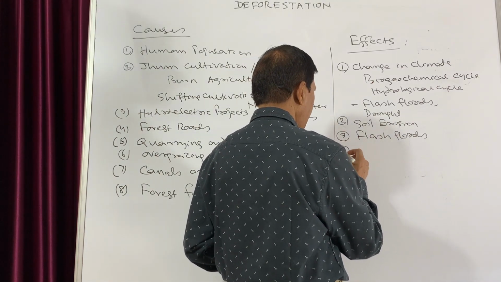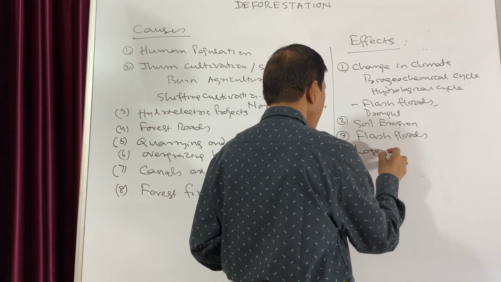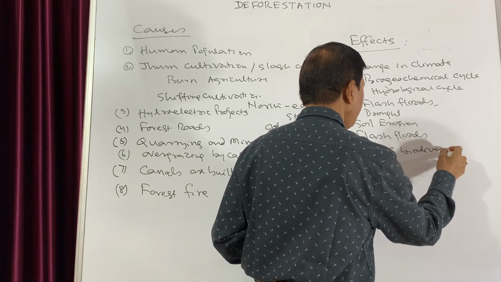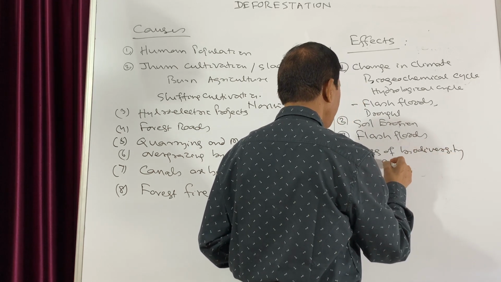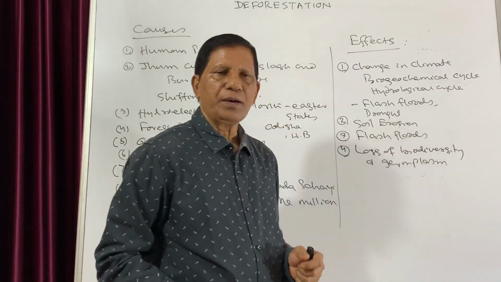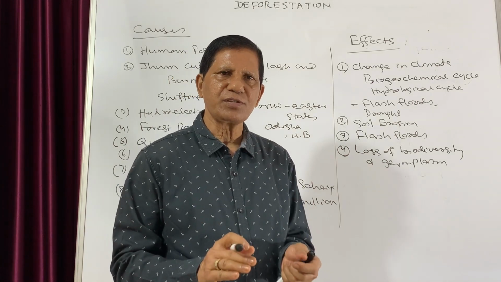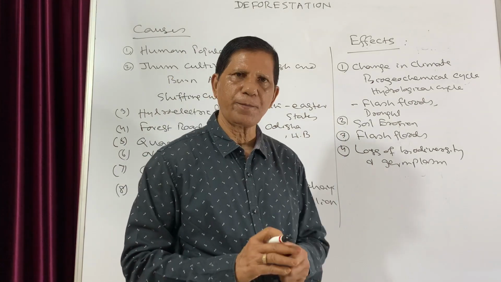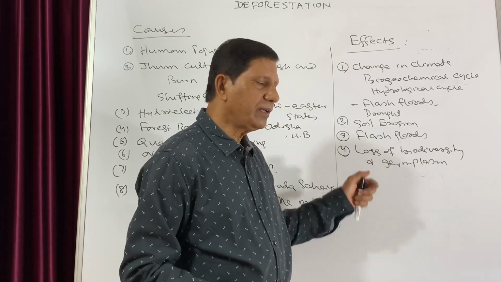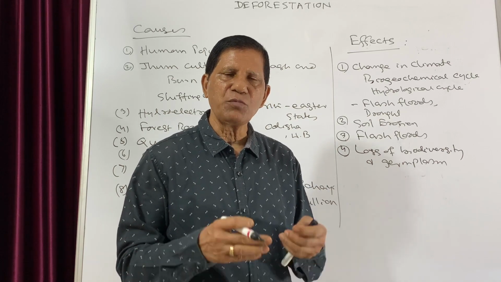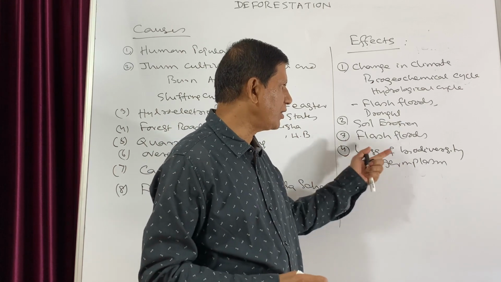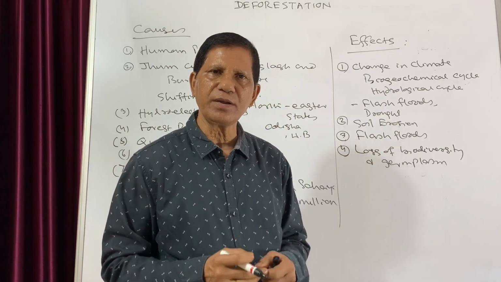Then the fourth point, again a very important point, is loss of biodiversity and germplasm. Different types of organisms depend upon the forest, whether they are bigger animals or smaller animals. But when there is deforestation, most of the animals will disappear from that place. That means there is a loss of biodiversity and germplasm.